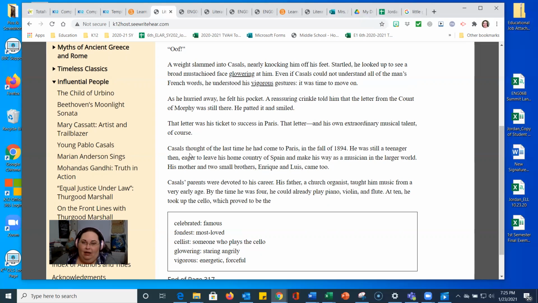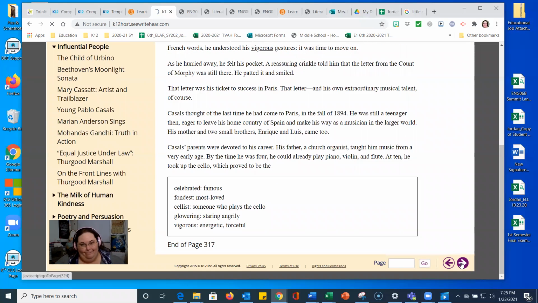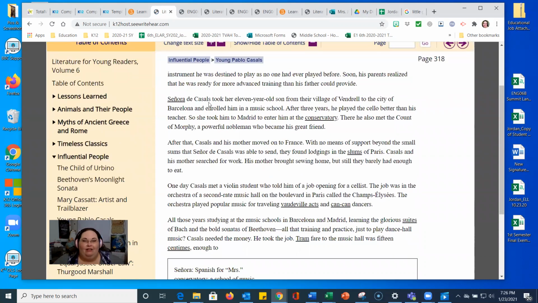Casals thought of the last time that he had come to Paris in the fall of 1894. He was still a teenager then, eager to leave his home country of Spain and make his way as a musician in the larger world. His mother and two small brothers, Enrique and Luis, came too. Casals' parents were devoted to his career. His father, a church organist, taught him music from a very early age. By the time he was 4, he could already play the piano, violin, and flute, and at 10, he took up the cello, which proved to be the instrument he was destined to play as no one had ever played before.